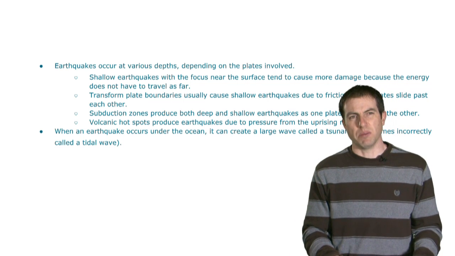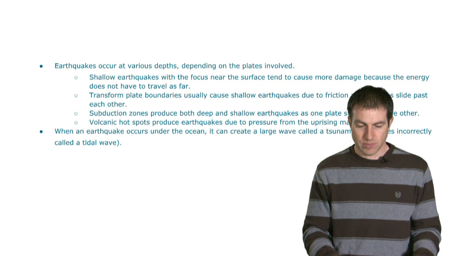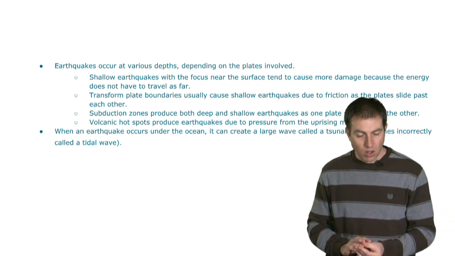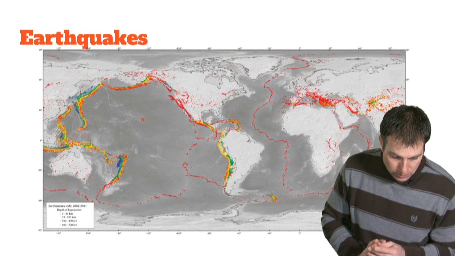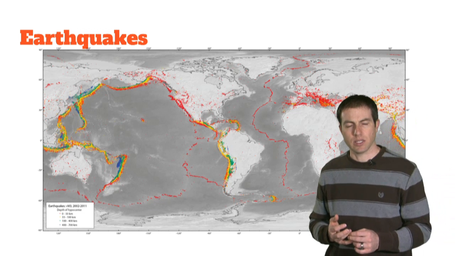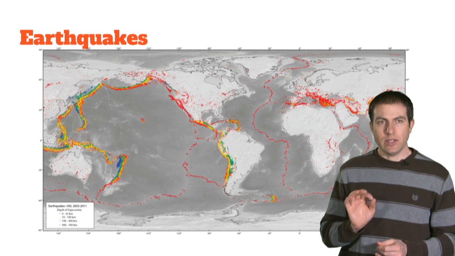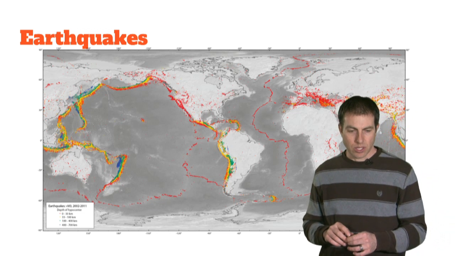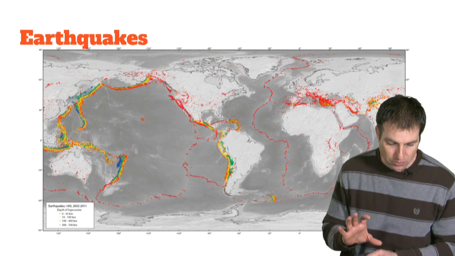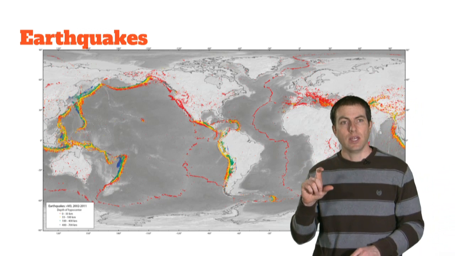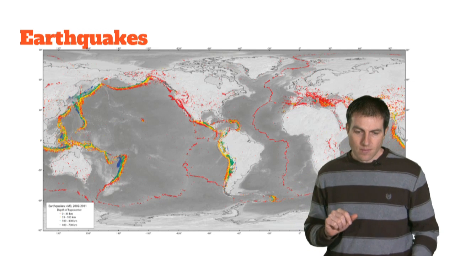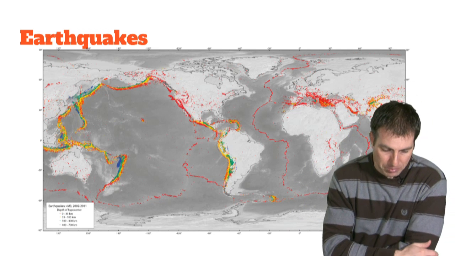Some people call tsunamis tidal waves, but they're not really the same thing. There you go. So here's a map of all the earthquakes in the world from 2002 to 2011. So we're talking almost 10 years. And the red dots are shallow earthquakes. So the red dots are earthquakes that happen in the first 33 kilometers of the crust and upper mantle.